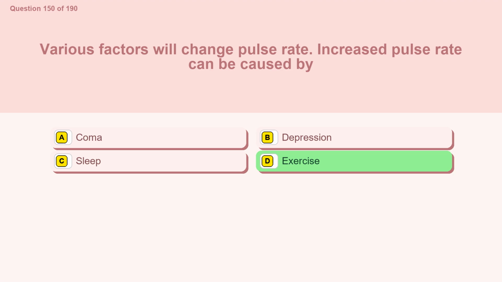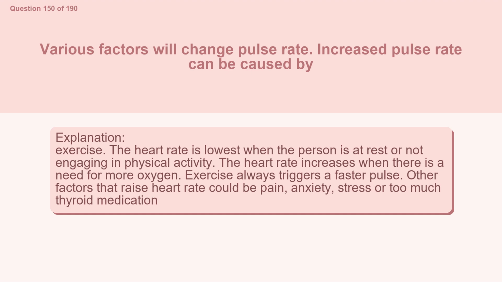The correct answer is option D. Exercise. The heart rate is lowest when the person is at rest or not engaging in physical activity. The heart rate increases when there is a need for more oxygen. Exercise always triggers a faster pulse. Other factors that raise heart rate could be pain, anxiety, stress, or too much thyroid medication.